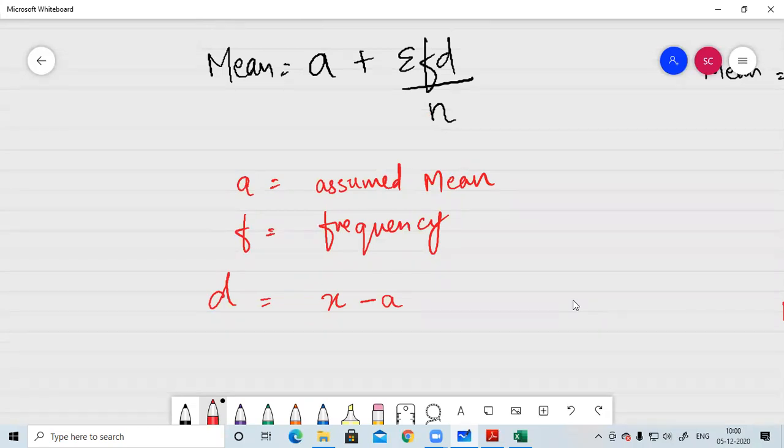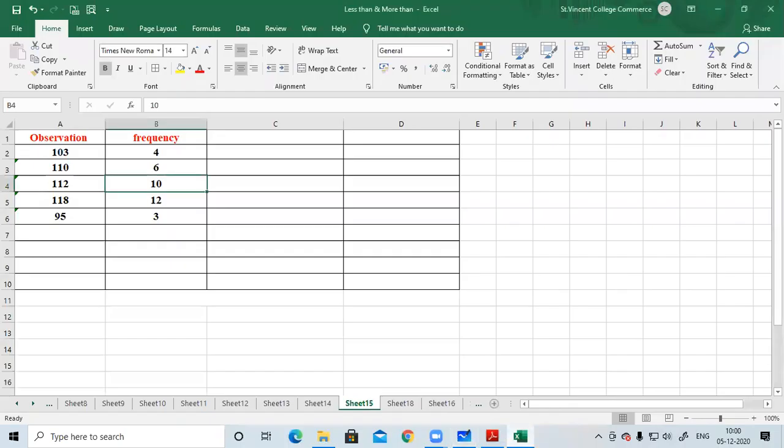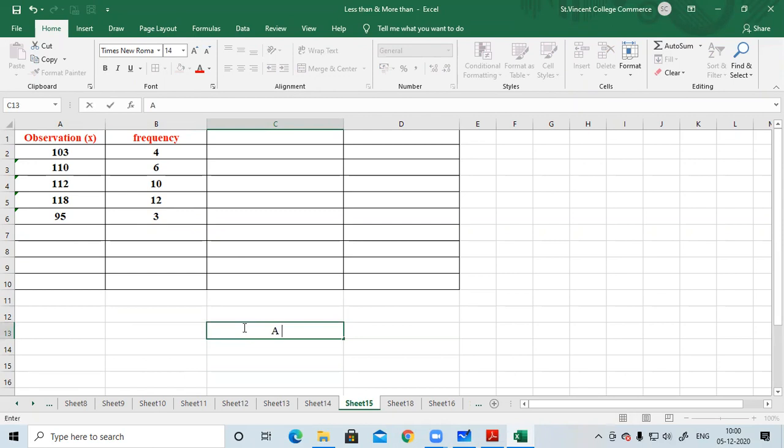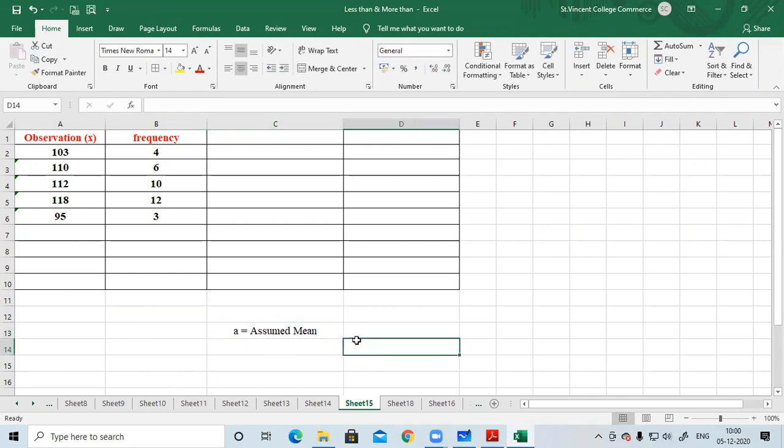Okay. Now coming back to the sum. Your observation is given, and frequency. This observation of yours is termed as X. Now I need to first find out A. It could be capital or small, which is the assumed mean. A is what, children? Assumed mean.